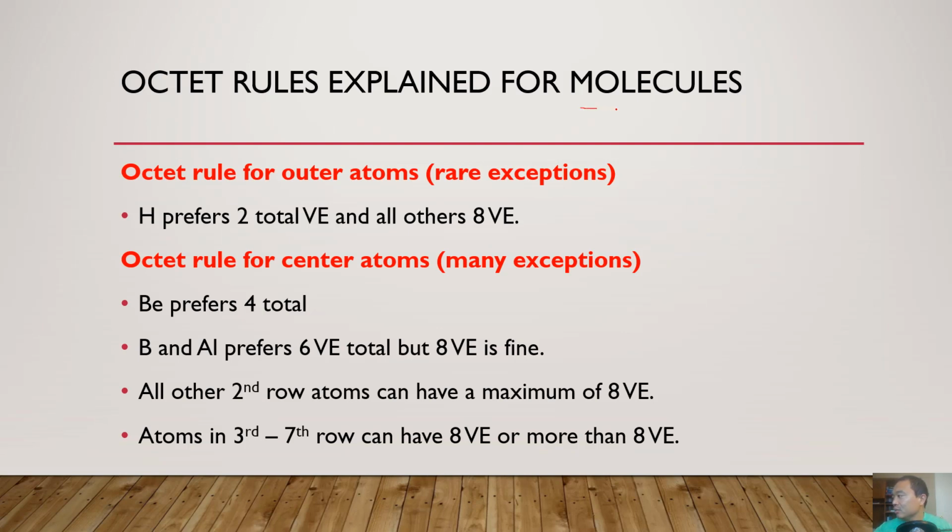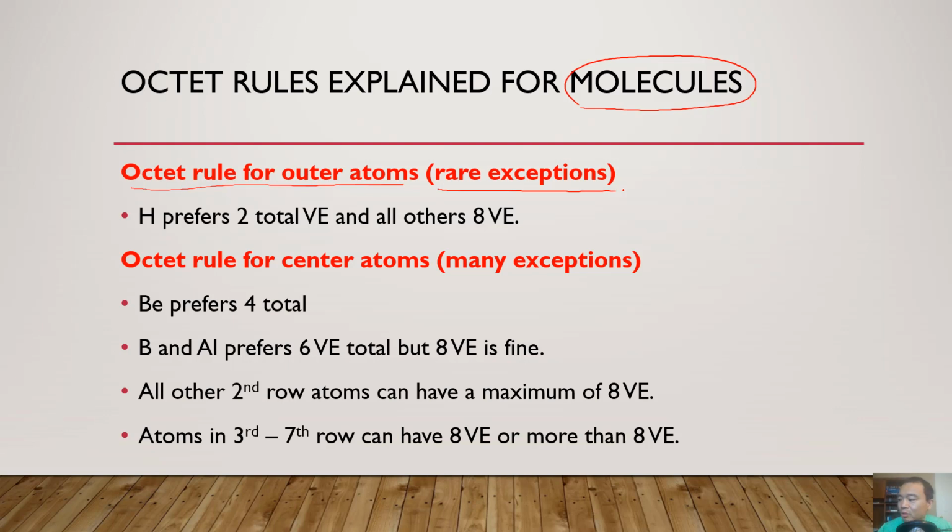Covalent compounds are also so-called molecules. The octet rule for the outer atoms is more straightforward because there are rare exceptions. The only exception is that hydrogen prefers 2 total valence electrons, and all other atoms will prefer 8 total.